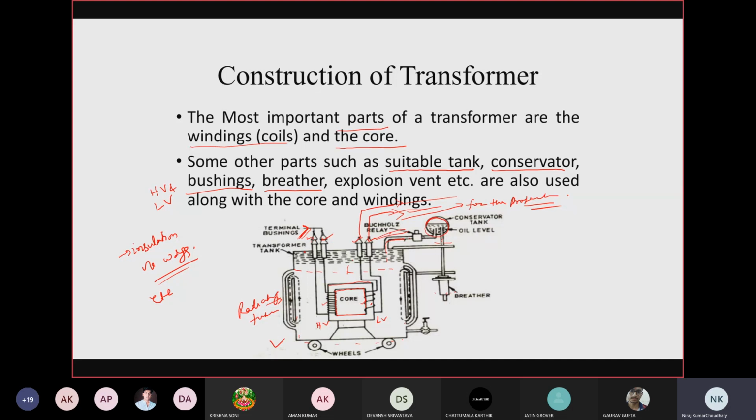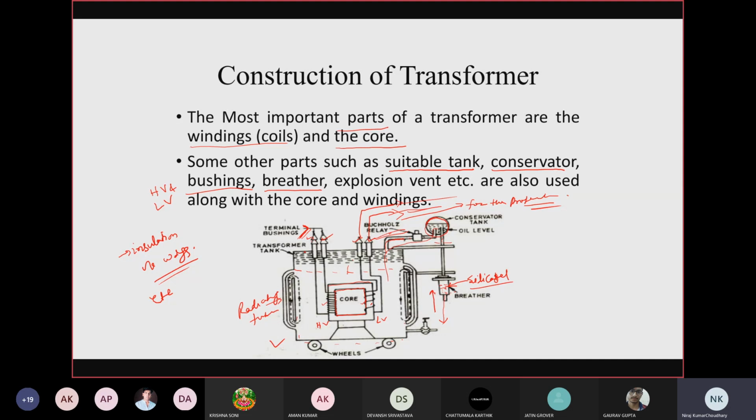तो यहाँ से जब भी तुम्हारा ऑयल आएगा तो यहाँ से कुछ एयर बाहर निकलेगा। When this oil will go down, then it will suck the air from outside environment. So silica gels are provided. Silica gel is provided in this breather to absorb the moisture from the air it is taking from the environment, right? So this is the function of the breather.